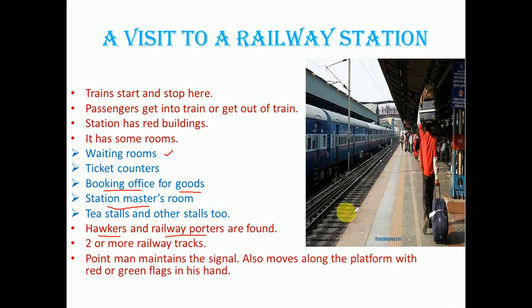Also, students, on the railway station, you must have seen that railway tracks are there. How many railway tracks are there? Two or more. Okay. And there is a signal man who is also called point man. He maintains the signal. You must have seen red and green signals near the station. So he maintains that. Okay. And he also moves along the platform with red or green flags in his hand.